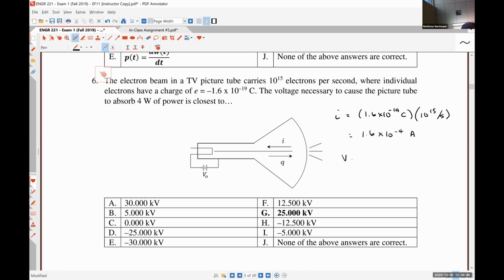V is power divided by current. So that's 4 watts divided by, let's see, 160 microamps, if I did my math right.